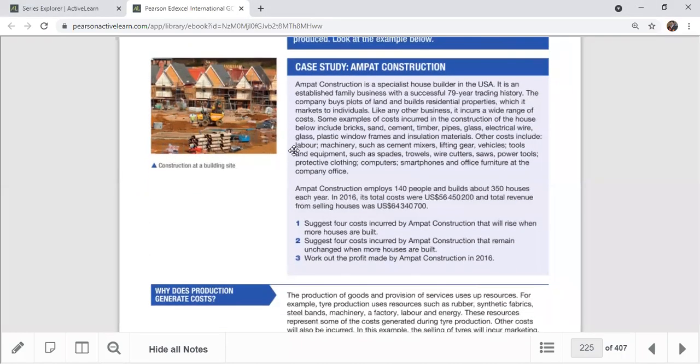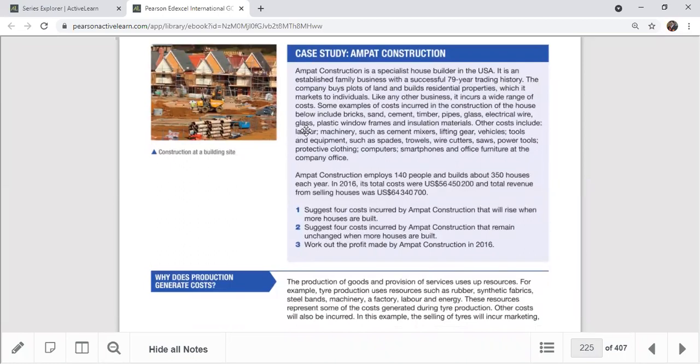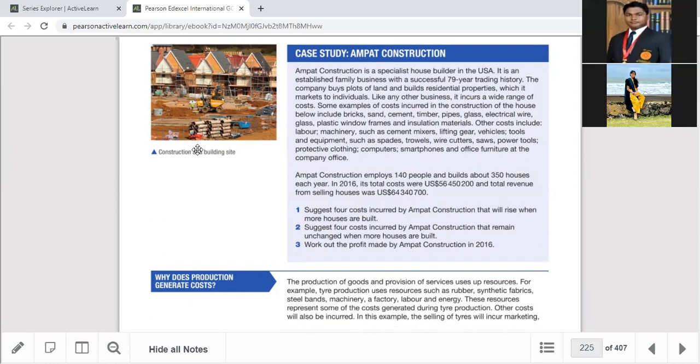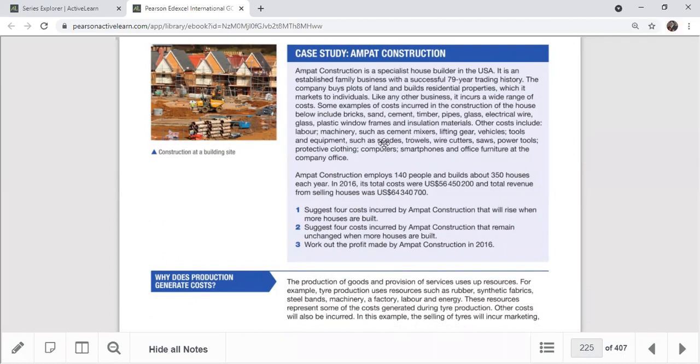Some examples of the costs incurred in the construction of a house include bricks, sand, cement, and timber. For building construction you need so many raw materials, right? Everything like this you call direct materials. Then there are labor and machinery, cement mixers, lifting gear, vehicles, tools and equipment such as spades, trowels, wire cutters, power tools, protective clothing, computers, smartphones, and office furniture. Some are direct materials, some are indirect materials. The company employs 140 employees, so salaries also have to be paid.